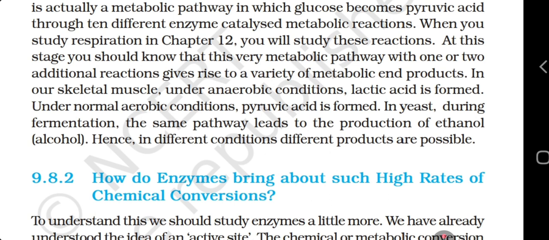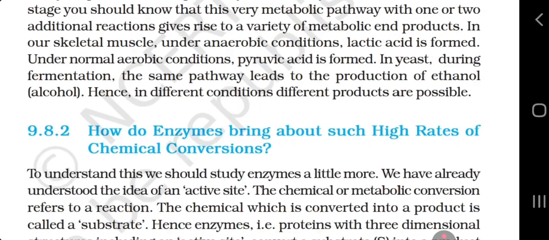At this stage, you should know that this very metabolic pathway, with one or two additional reactions, gives rise to a variety of metabolic end products. In our skeletal muscle, under anaerobic conditions, lactic acid is formed. Under the normal aerobic condition, pyruvic acid is formed. In yeast, during fermentation, the same pathway leads to the production of ethanol, that is alcohol. Hence, in different conditions, different products are possible.